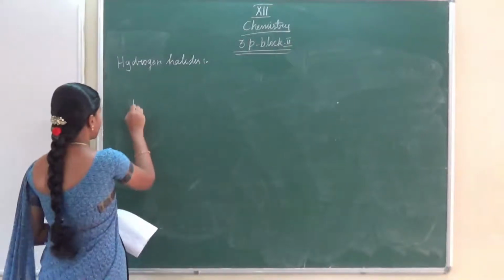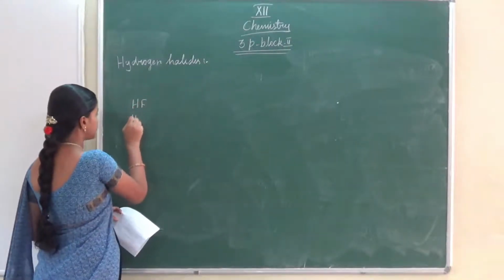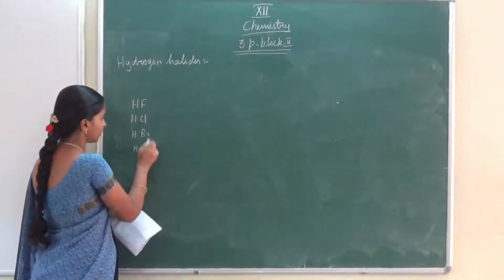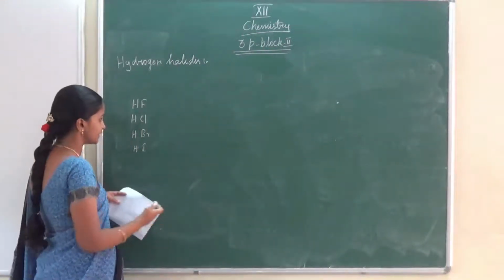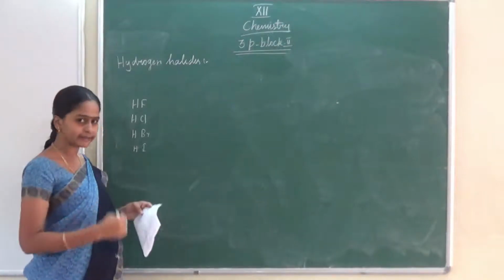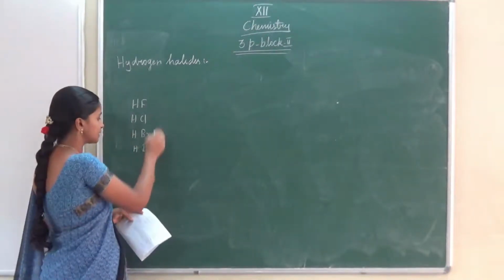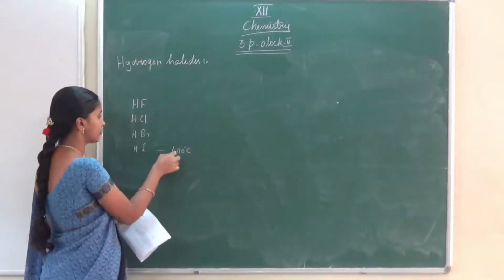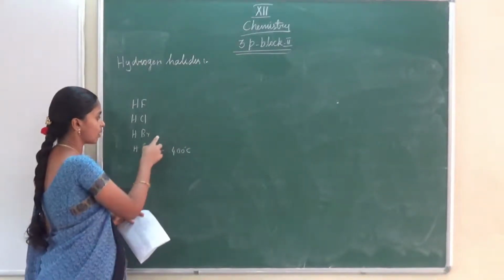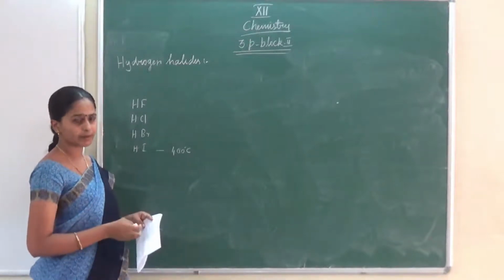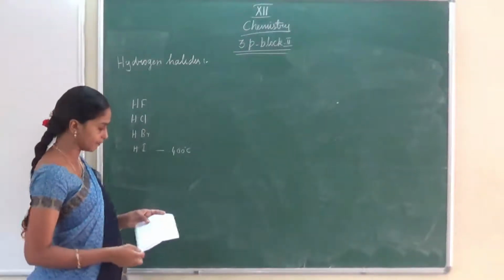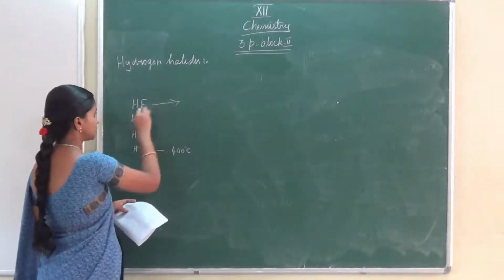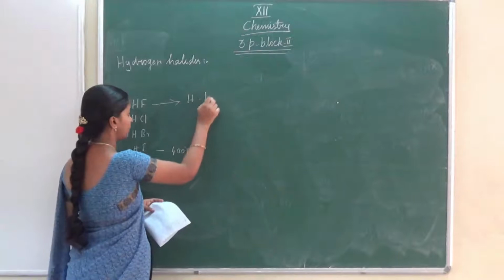Now HF, HCl, HBr, HI: when you move down the group, the size increases, so the stability also decreases. So HF will be more stable. Hydrogen iodide decomposes at 400 degrees Celsius; at that temperature, the other compounds will be stable. That is thermal stability. The next one: hydrogen fluoride shows strong hydrogen bonding.